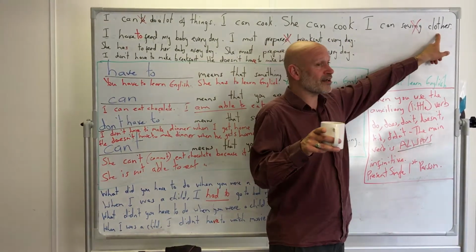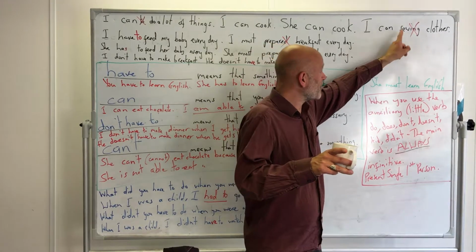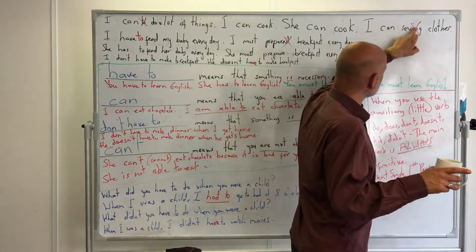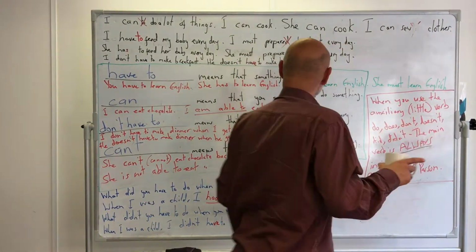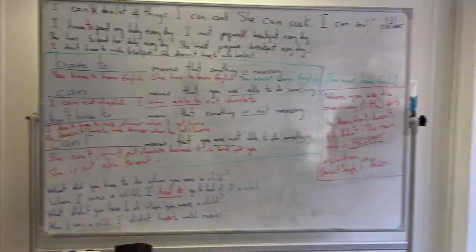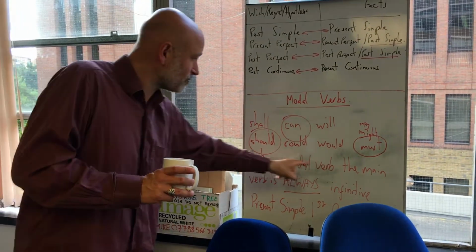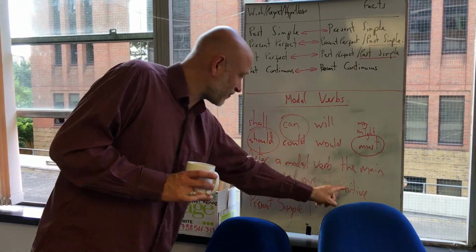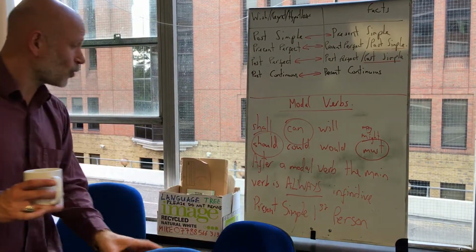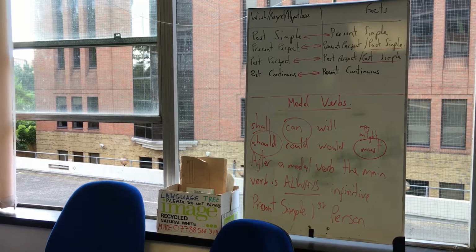I can sew in clothes. No way. After a modal verb, the main verb is always infinitive, so there's no ing. Just come over to this board for a minute, have a look. With any of these modal verbs, after a modal verb, the main verb is always infinitive. Sorry. Always present simple first person. This is really important. Back to the board.